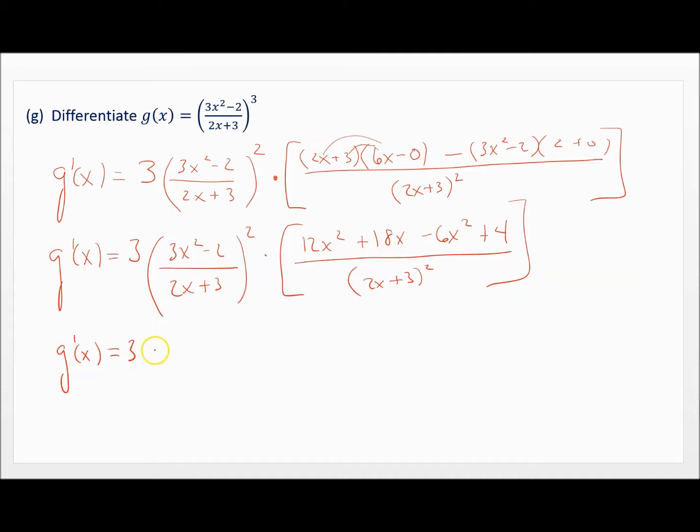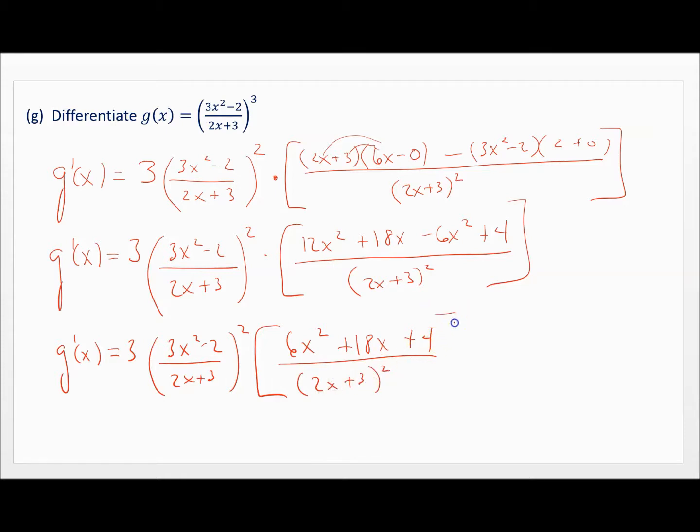Okay, now I want to continue by simplifying this numerator right here. So I'm rewriting the first two factors there, 3 times (3x squared minus 2) over (2x plus 3), all squared, times 12x squared minus 6x squared is 6x squared, 18x is just 18x, and then plus 4. So notice there's a greatest common factor there of 2. That could be factored out. What if we do factor that out?